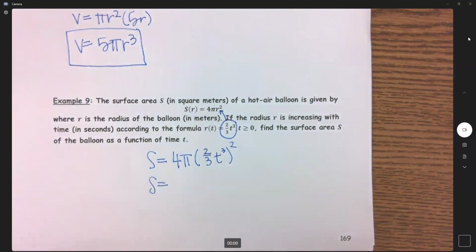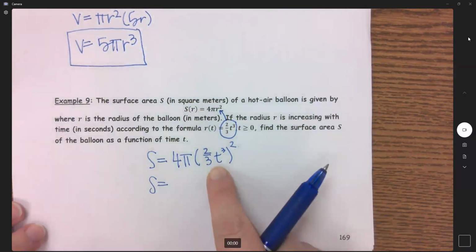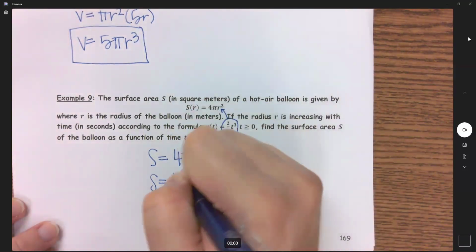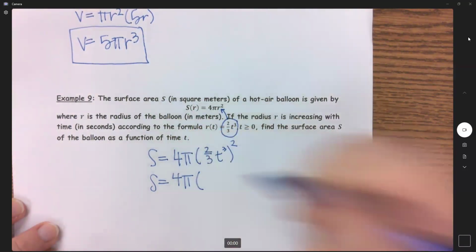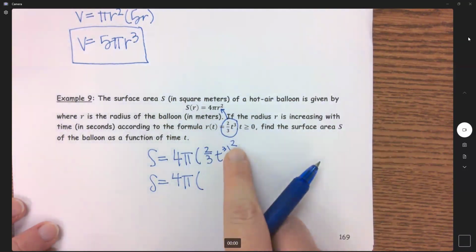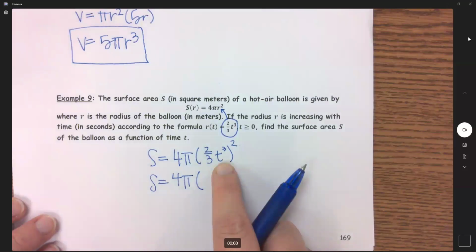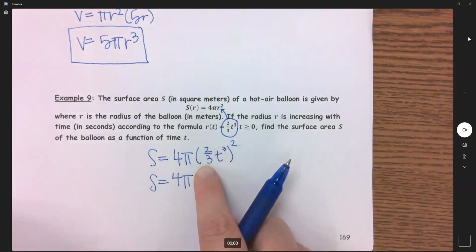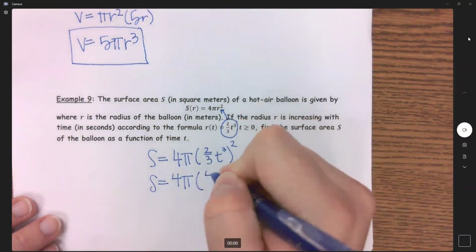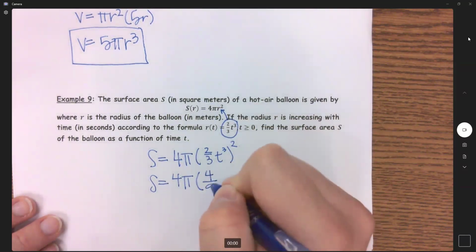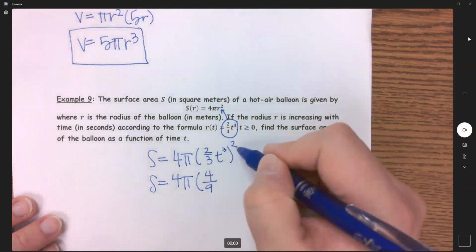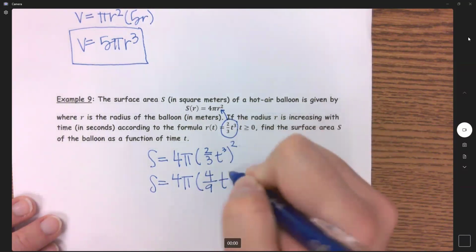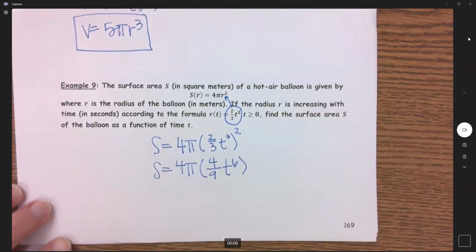Okay, composite. So exponents first. We have 4 pi. When you have something out here squared, you need to multiply not only the number, but also the variable. And 2/3 squared, multiply or square the top and the bottom. So 2 squared is 4, 3 squared is 9, and then t cubed squared, a power to a power you multiply. So that is t to the 6th.